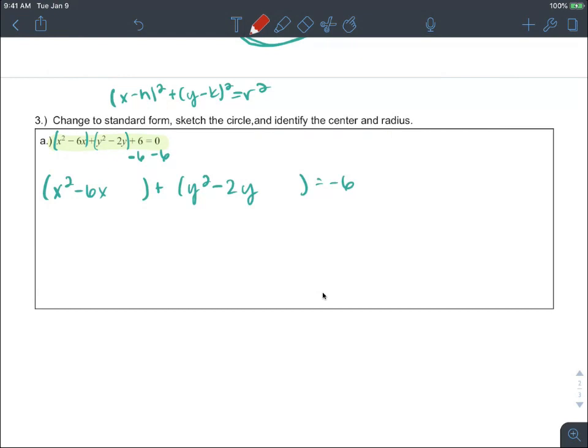So we need to make a perfect square. What number do I need to put here to get a perfect square? You can take your b value, divide by 2, and then square that value. So we get negative 3 squared gives me 9, so plus 9.